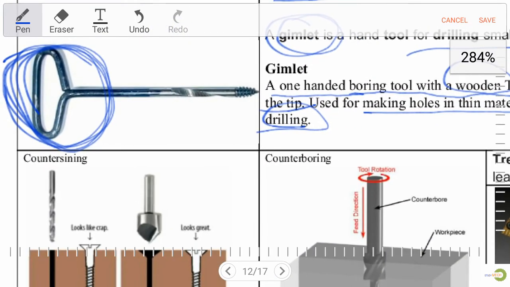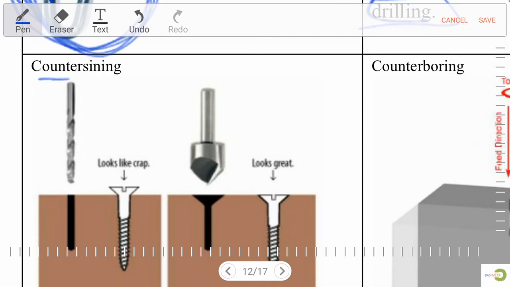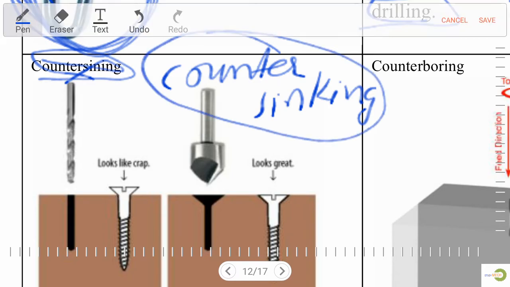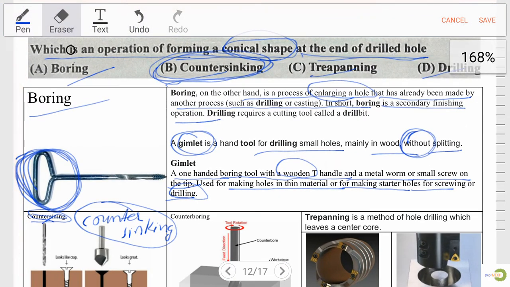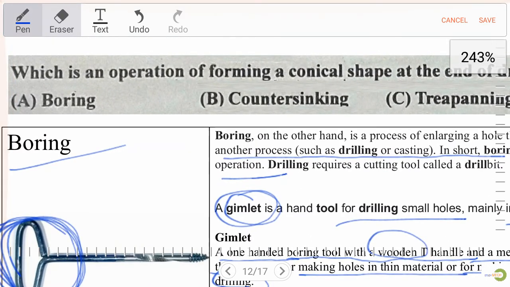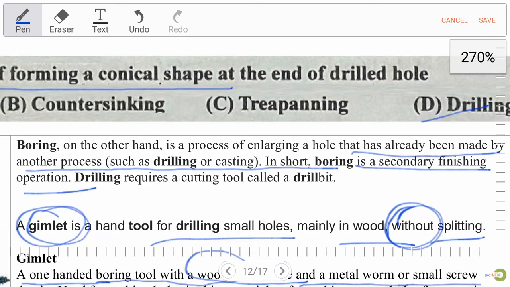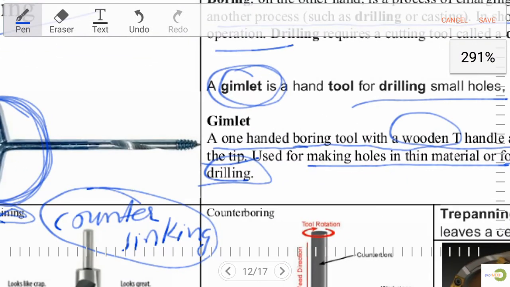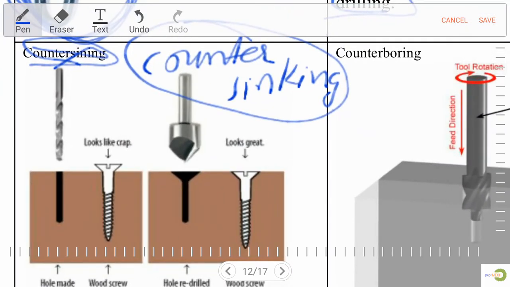Always remember. Now let's discuss countersinking. Also, once again there is a spelling mistake, countersinking process. So first of all, let's discuss what is given in our question. We have some clear idea about countersinking, which is an operation forming a conical shape at the end of a drilled hole. So at the end of the drilled hole we have to use a countersinking tool to develop a conical shape. But if we want to develop a conical shape on the surface of the workpiece after the drilling process is done, then we can use this countersinking tool to develop a conical cavity.